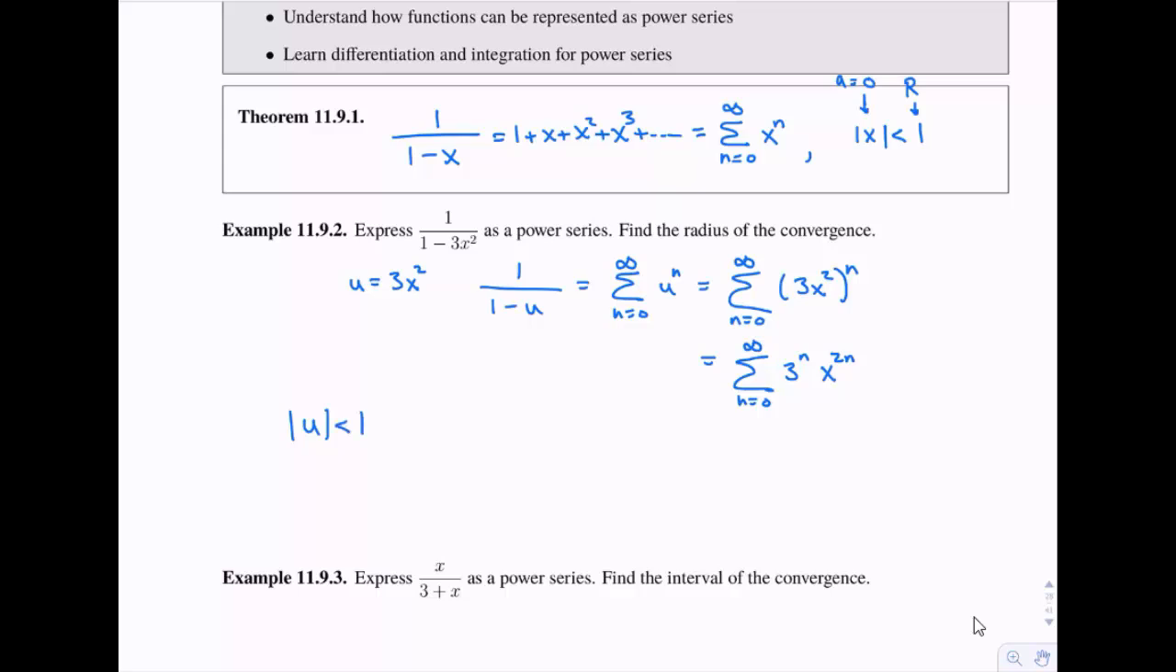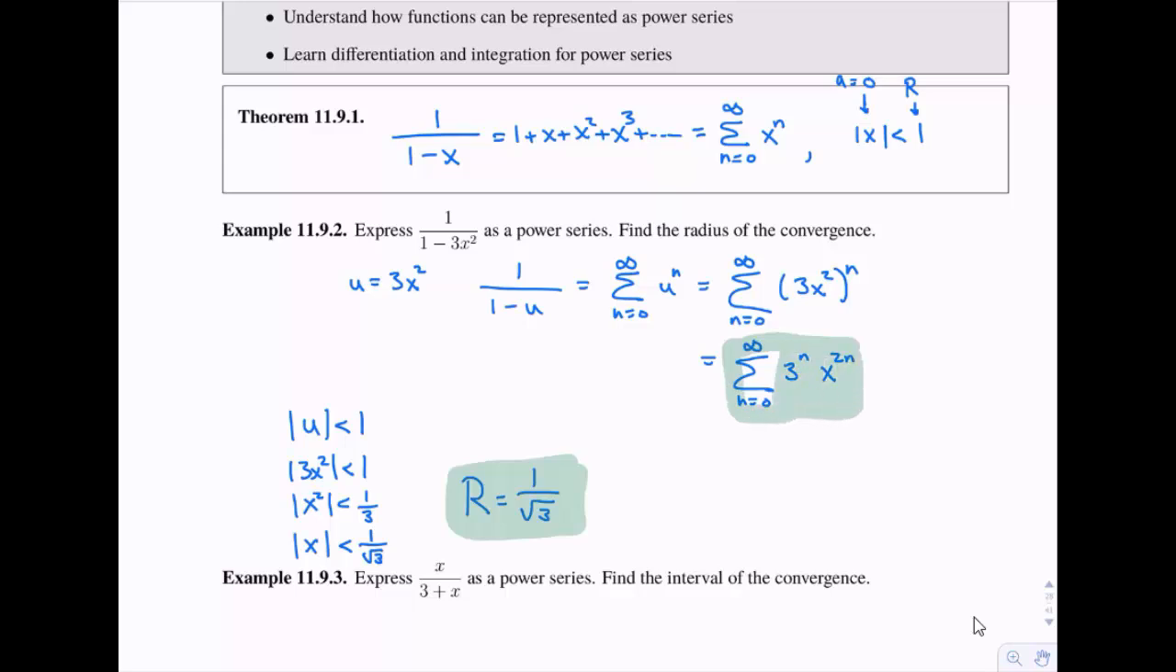Then it asks, find the radius of convergence. Well, we know that in this case the absolute value of u must be less than 1. So therefore, the absolute value of 3x squared must be less than 1. So the absolute value of x squared must be less than 1/3, dividing by 3 on both sides. And then essentially taking the square root of both sides, we can see the absolute value of x must be less than 1 over root 3. So the radius of convergence in our case is 1 over root 3.